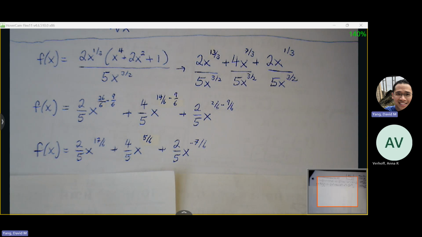Okay, now that every term is cleaned up, no variable in the denominator, no parentheses, no radicals, we're now ready to do power rule. So we're going to bring each of the exponents down in front, and we're also going to subtract 1 from the existing exponent.